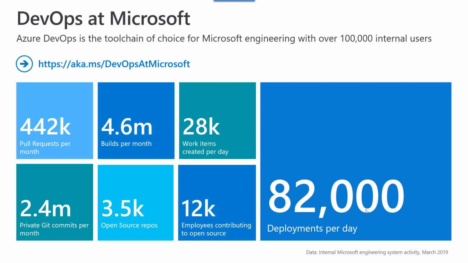When we look at the following statistics, they have 82,000 deployments per day, 22K work items created every day, 12,000 employees contributing to open source, 4.6 million builds per month, 3.5 thousand open source repos, 442K pull requests per month, and 2.4 million private Git commits per month. As we can see, Microsoft heavily invests in Azure DevOps because they are really using it internally. They are even early adopters of their own products. For example, the Azure DevOps teams use a feature before they release it to the end user, as a canary release. Also, because I'm part of the internal group with the MVPs, we are exposed to features very early and we're using them. So it is really a great product.